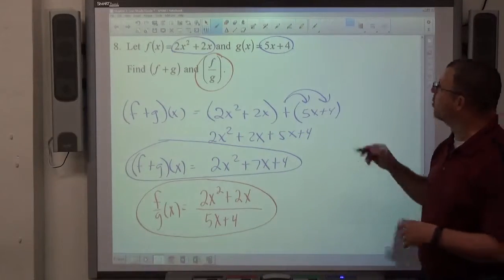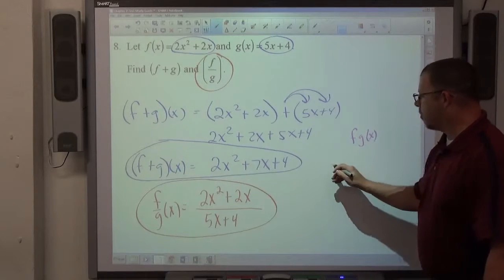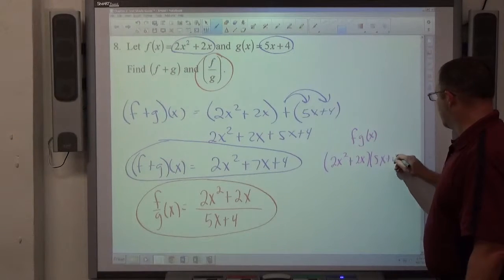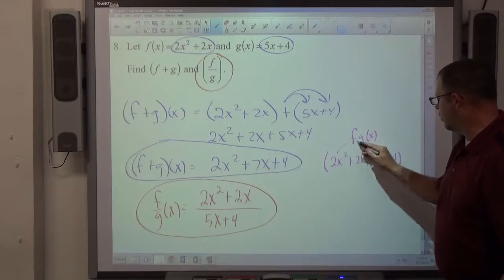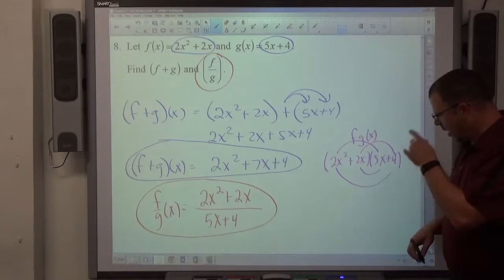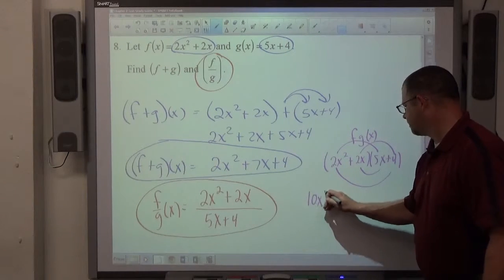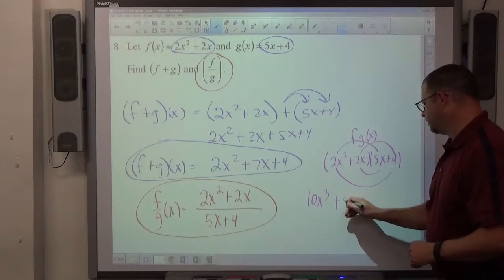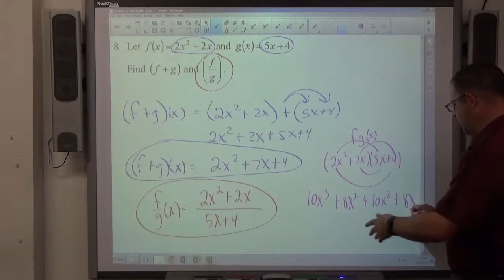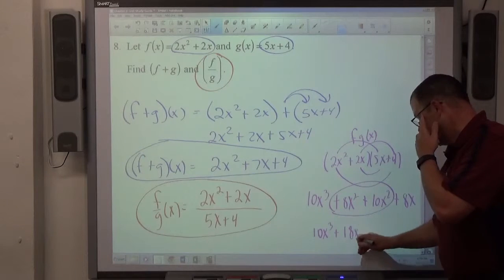If it were multiplication, though, just to give you an idea, if I ask for f times g of x, that would be 2x squared plus 2x being multiplied by 5x plus 4. Now you're looking at a binomial multiplication problem, so distributive property with FOIL. Make sure you do all four multiplications there to get the simplified answer. In this case, it's going to be 10x cubed plus 8x squared plus 10x squared plus 8x. Combine like terms there, so you get 10x cubed plus 18x squared plus 8x.